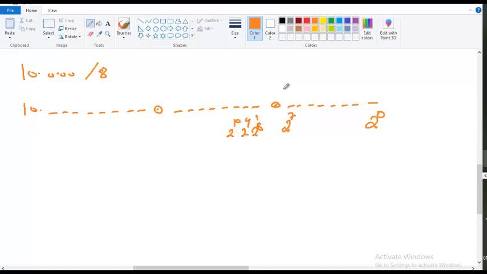Now, this is 128, and this is 256. It just doubles. When 64 becomes 128, then 128 will become 256. That's what 2 to the power of 8 is. And 2 to the power of 9 is going to be 512.